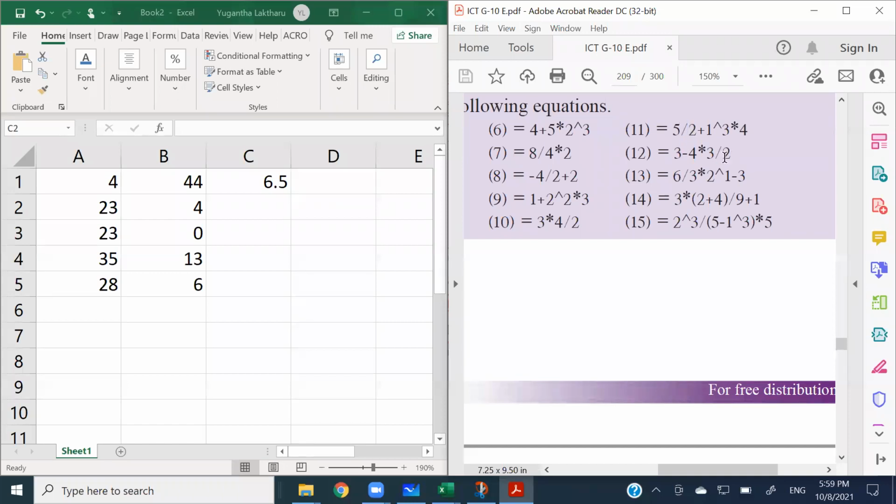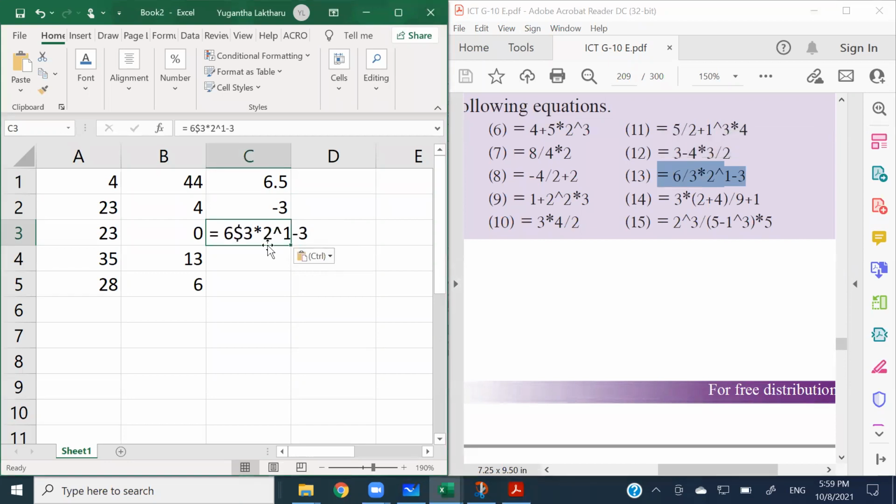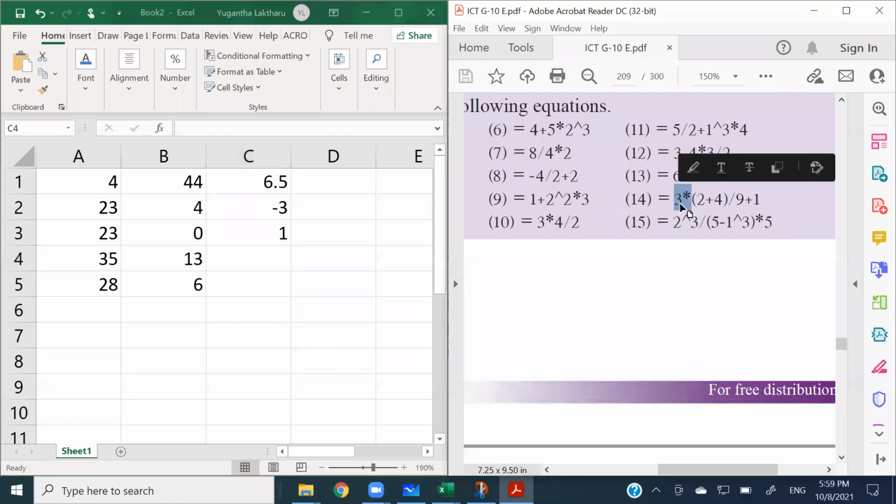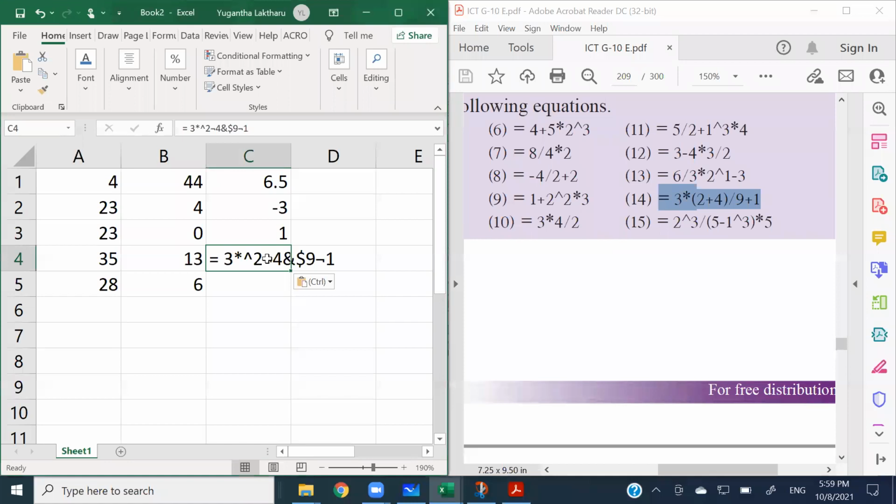Right. 12th one, what is the answer, people? -3. Okay, let's check. Yes, it is -3. Very good. 13th, what is going to be? 1. Okay, let's see. Yes, it is 1. 14th, what should be the answer? 3 again. Okay, we'll see.